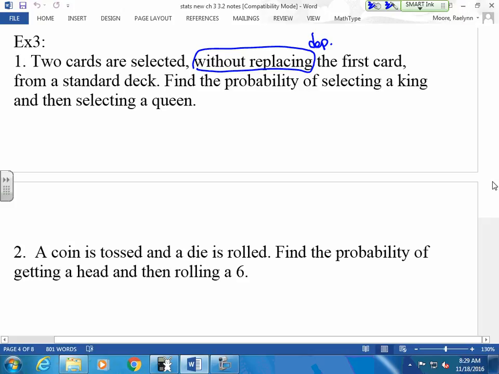Find the probability of selecting a king and then selecting a queen. So I want a queen given that I got my king first. What is my probability of getting a king? 4 out of 52. Then I'm going to hold it in my hand. And what is my probability of getting a queen? 4 out of 51. So we did multiply these before, even though I multiplied it incorrectly.